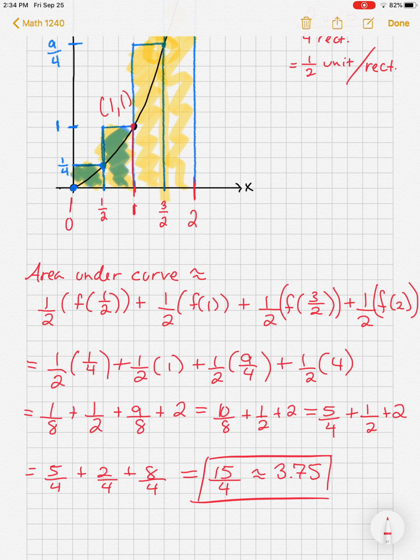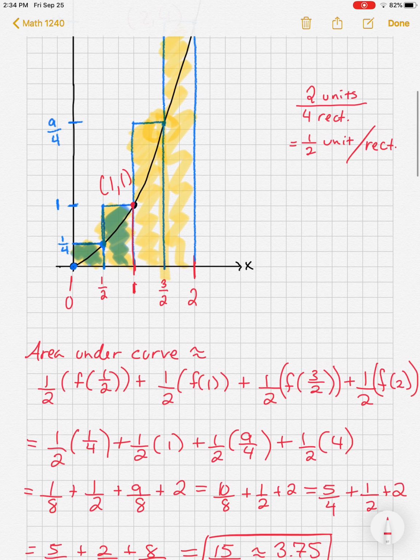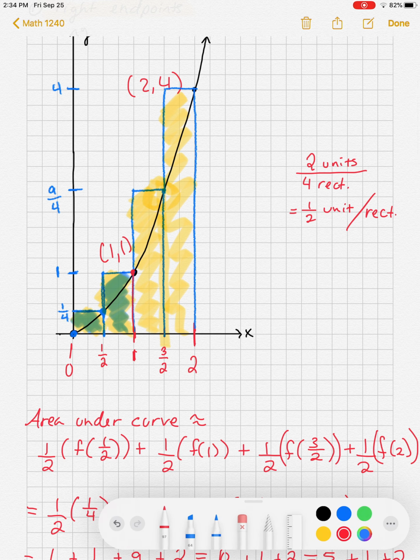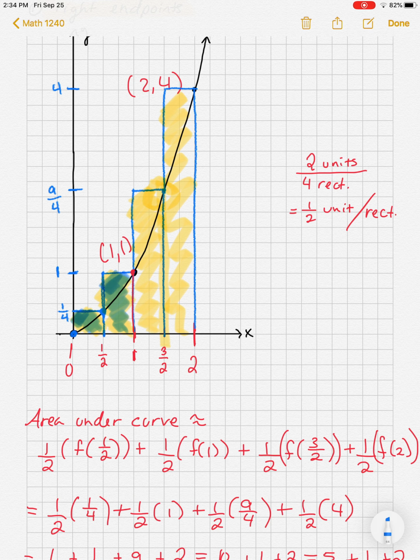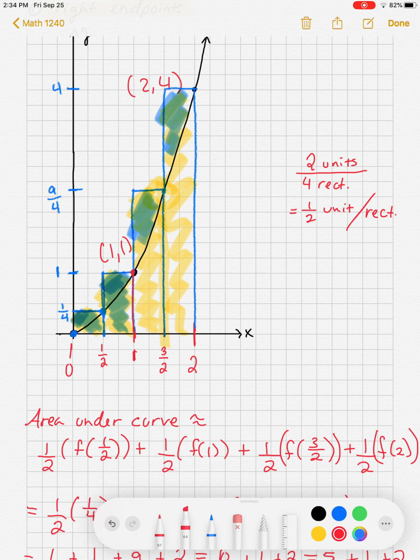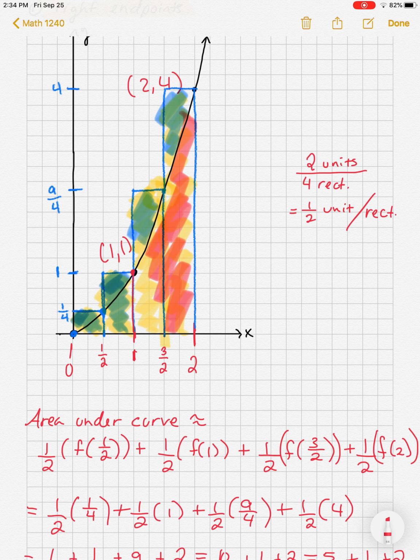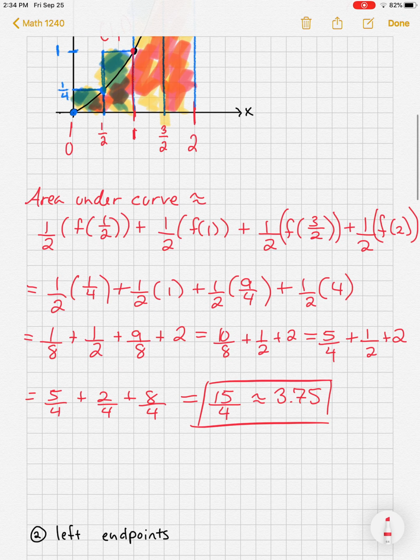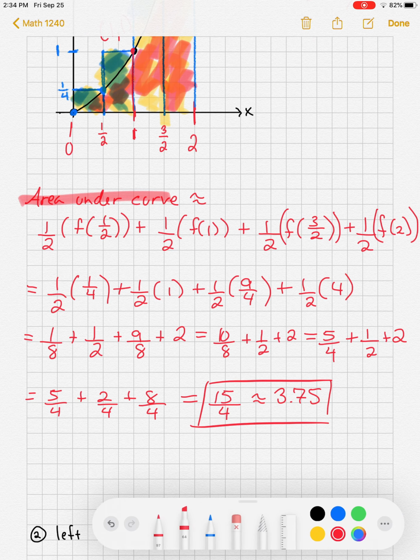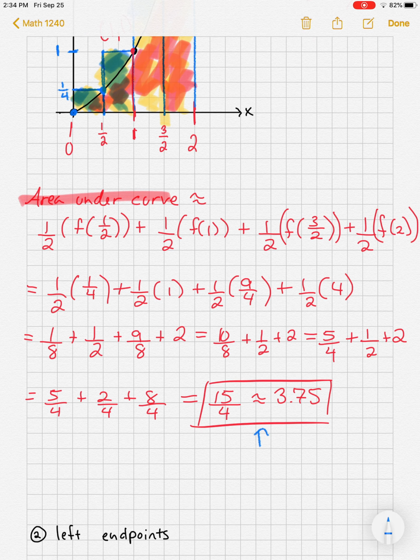Okay, so let's see. Is this an overestimate or an underestimate? This would be an overestimate, right? Because we've got all these extra areas here, in addition to the true area under the curve, which is this portion. But it's an estimate. So this would be an estimate of the area under the curve. I'm going to note that this would be an overestimate.